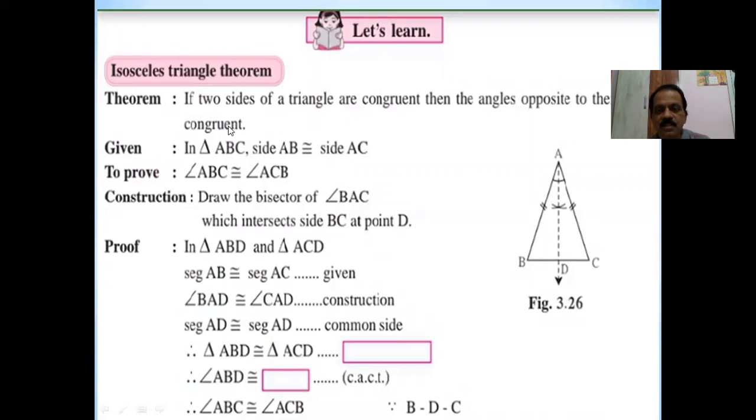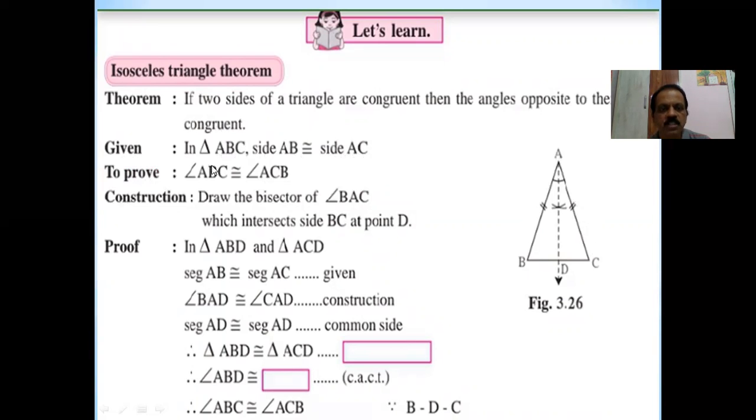Triangle ABC in which segment AB and segment AC are congruent segments. Now look here, given: in triangle ABC, side AB is congruent to segment AC. To prove: angle ABC is congruent to angle ACB.